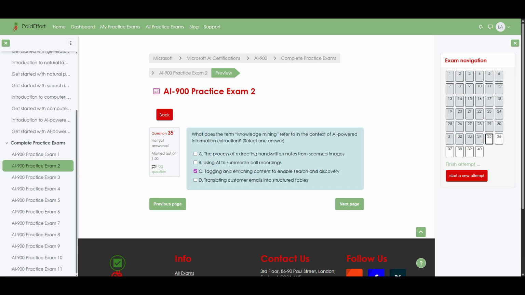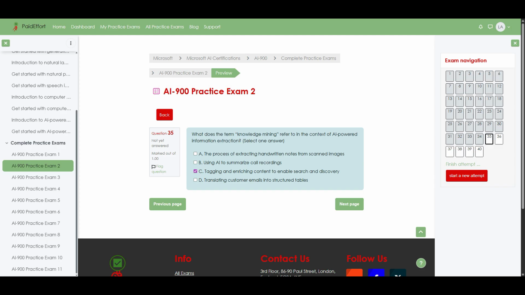Knowledge mining focuses on using AI to extract metadata from unstructured content and apply tags, making that content easier to search and analyze. For example, imagine scanning hundreds of documents and instantly being able to find which ones reference a specific product or contain legal terms. That's knowledge mining in action. It adds structure and discoverability to raw data.